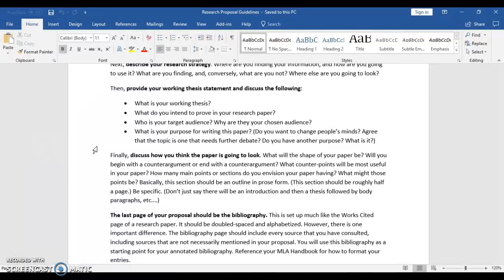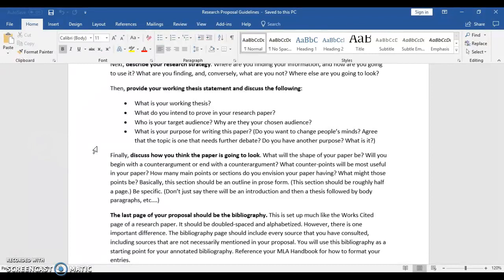Don't just say it's going to have an introduction and then a thesis, and then it'll have a bunch of body paragraphs and probably 2 paragraphs of counter-argument. I don't want to know that generally. I want to know a little bit more specifically. You're not tied to this, but it will help you as you kind of envision what you're doing.